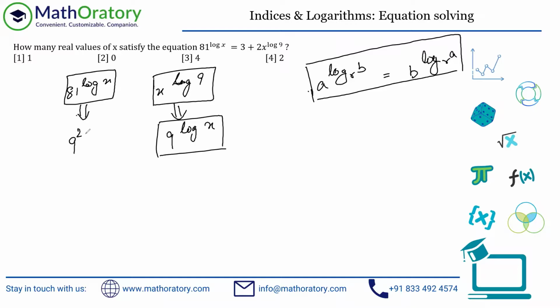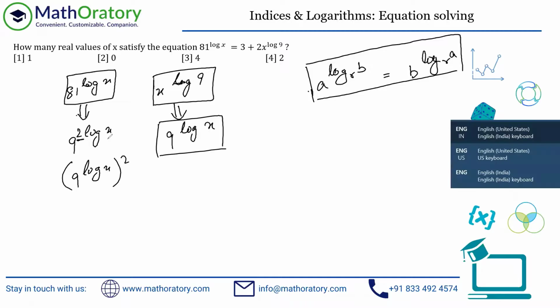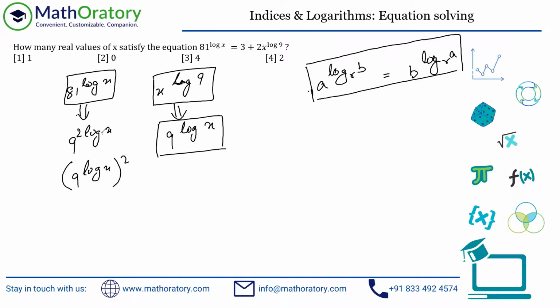So we have something like this. Now, whenever you have a raised to b into c, something like this, indices, that can be represented as a raised to b whole raised to c, or a raised to c whole raised to b. It really doesn't matter. The powers get multiplied, right? So effectively, I'm using this idea of indices here. So what we can do is write this as 9 raised to log x whole squared, right? Because this is something like 2 into log x. So I can do that.